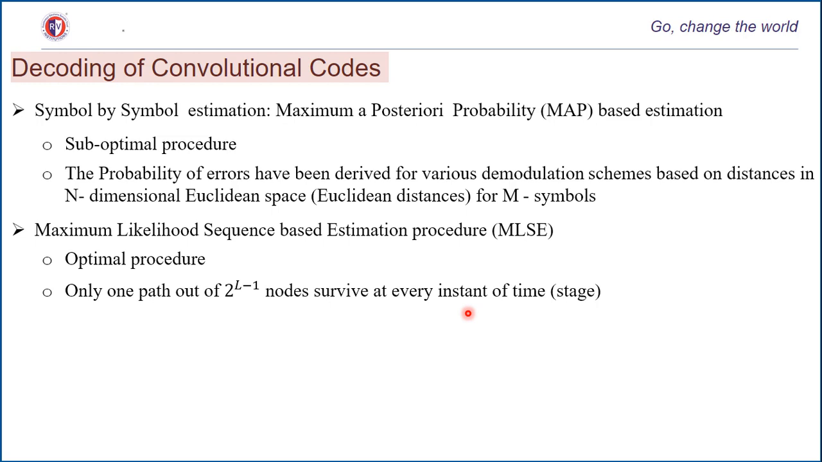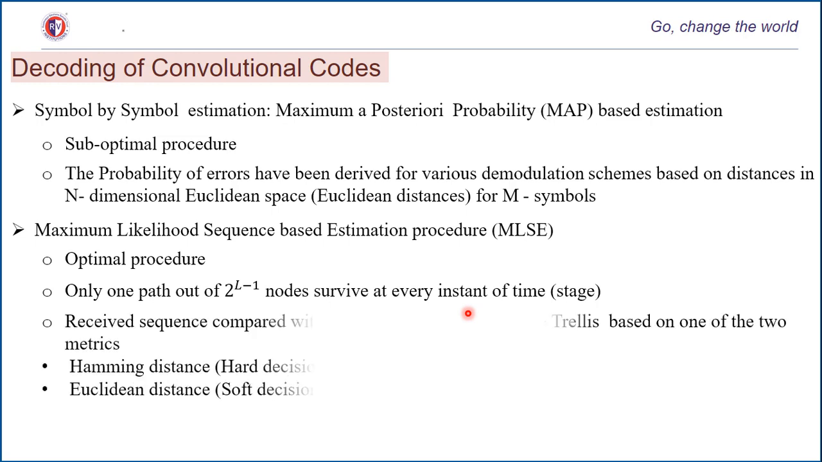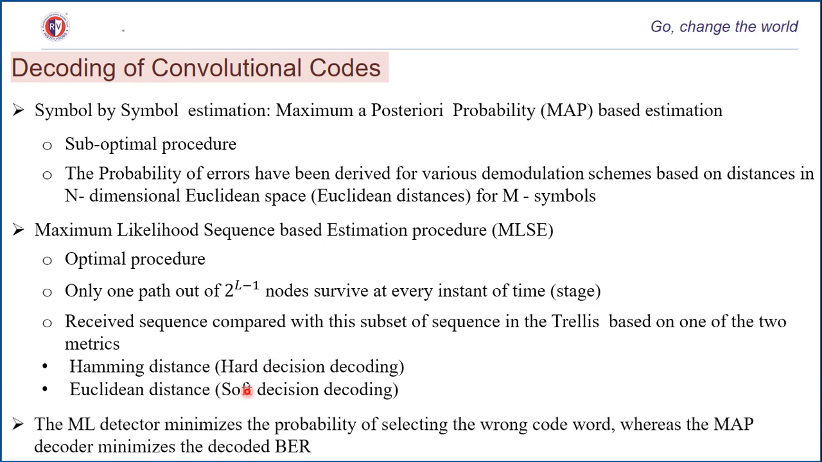Optimum decoding of a convolution code involves a search through the trellis for the most probable sequence. Depending on whether the detector following the demodulator performs hard or soft decisions, a corresponding metric in the trellis search may be either a Hamming metric or a Euclidean metric respectively, and accordingly it could be hard decision decoding or soft decision decoding respectively.